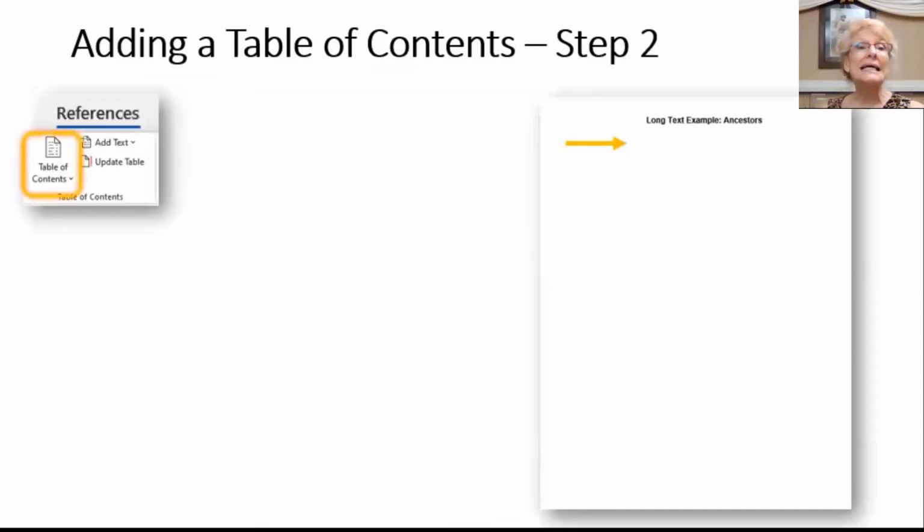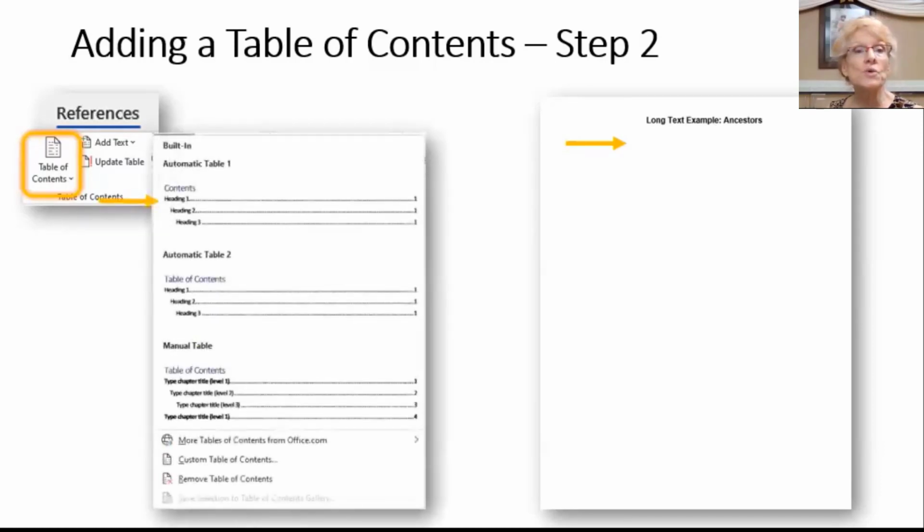For step 2, click in the page where you want the table of contents to appear. On the References tab, in the Table of Contents section, click Table of Contents. The first 2 options will use all your heading 1, 2, and 3 levels to instantly make a table of contents. You might want to add a new page first, Control-Enter to create a new page, and then add a title.